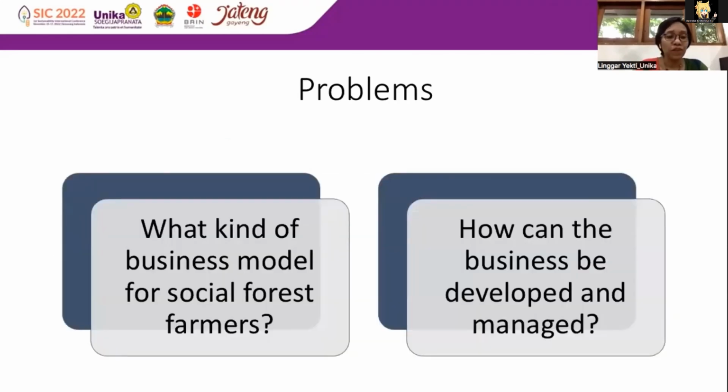Based on this background, I would like to propose two problems here. The first one is, what kind of business model is suitable for social forest farmers? The second one is, how can the business be developed and managed?